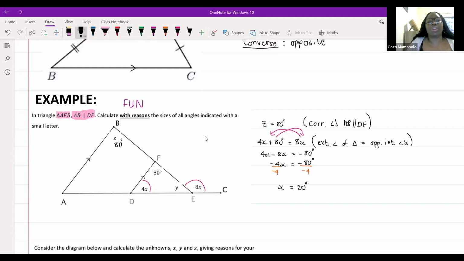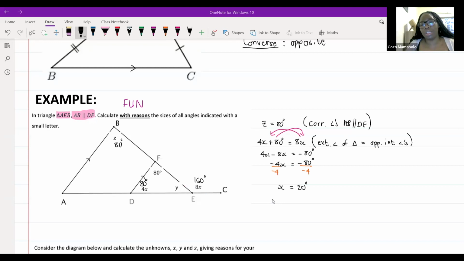Lovely. So now we've got x is equal to 20, which tells me that this is also 80 degrees. And 8 times 20 gives us 160 degrees. Now we can work out what y is.